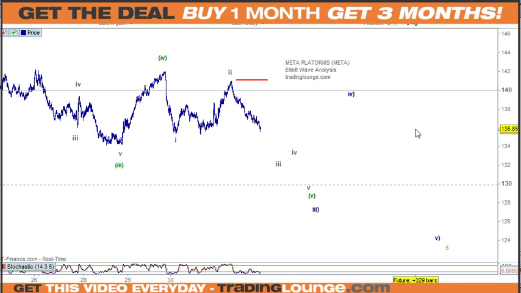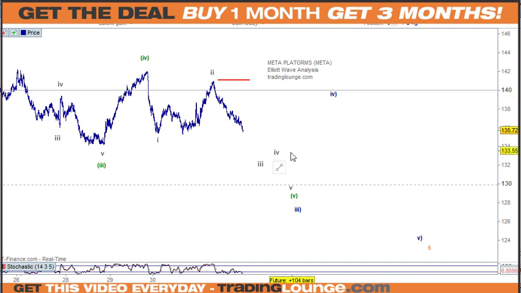Meta Platforms, same as well. Also, this one's a bit different actually, but we can track it the same. We've got wave 1, 2. We need wave 3 to come. We need this to come down further. So probably really down to the 130, I reckon, and then a 4th, and then a 5th.